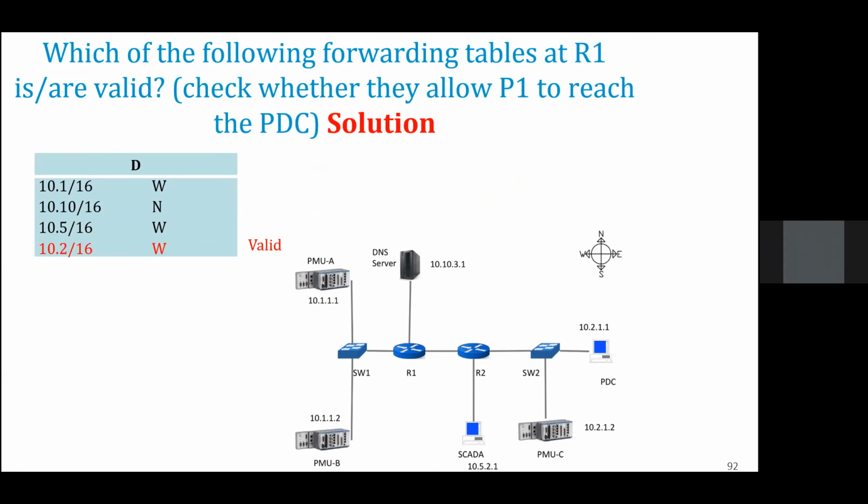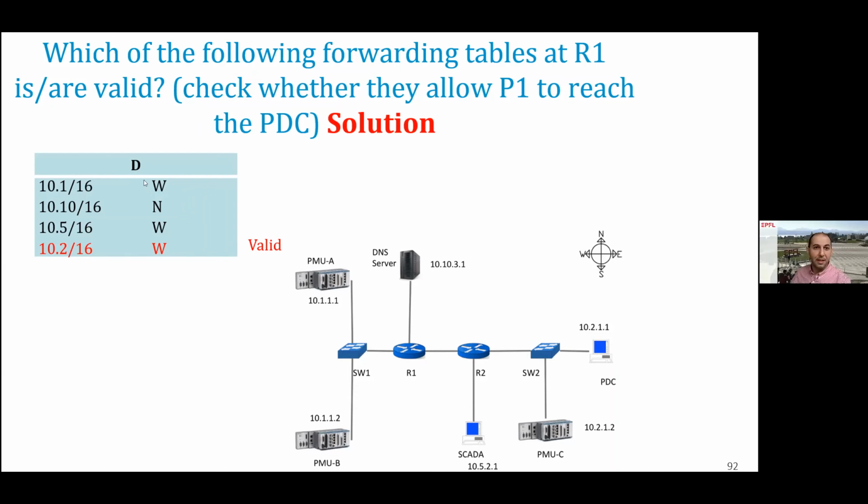Now the last table D. We don't have a match with the first entry because here we have 10.2, here we have 10.10, we have 10.1. Also, we don't have a match with the second entry, we don't have a match with the third entry, but we have a match with the fourth entry, which is 10.2.16. And this one is indicating to go west. Okay, that's a typo because it should be east, not west. Okay, now I understand the divergence.